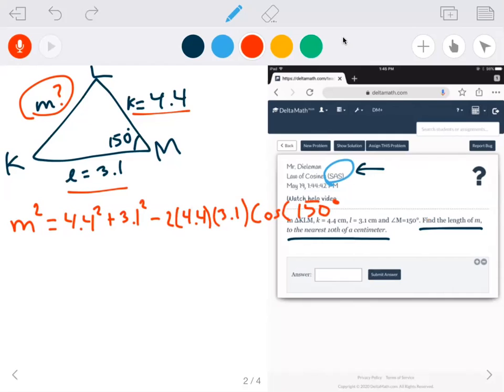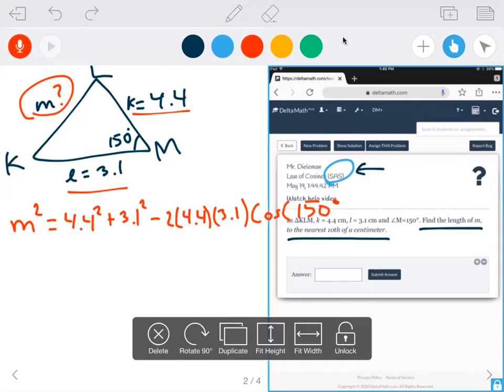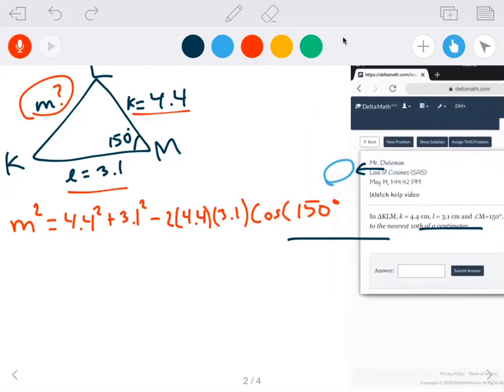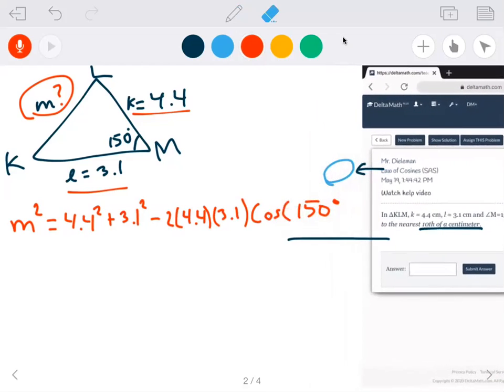Let me see if I can move this image to the side a little bit. We will slide that over for the time being. If I need to get back to it, I think I can.